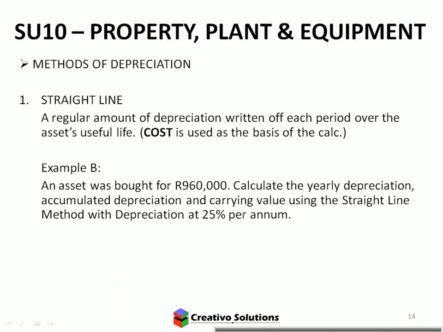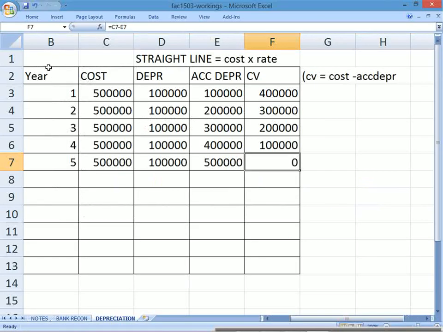Example B, I want you to work it out. What's the yearly depreciation using the straight line method for an asset that was bought for 960? Okay, what are you going to do? You're going to draw up a table.